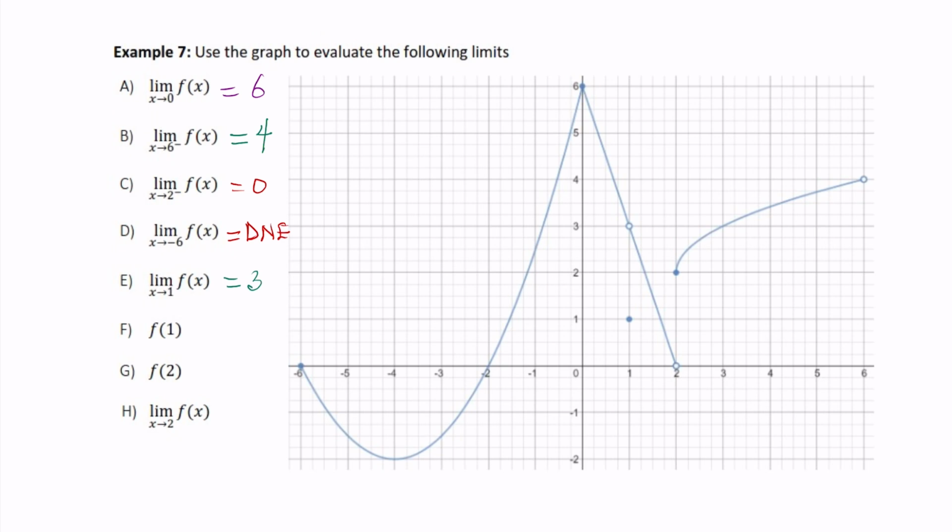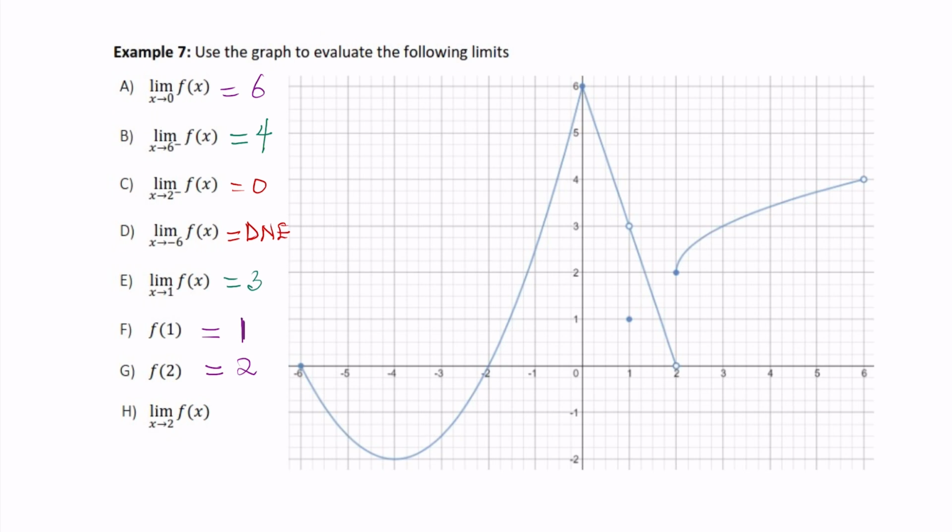Then the next question says we should find f of 1. So for f of 1, we go to 1. Do we have any shaded value? Yes, we have the shaded value here, and that on the y-axis is 1. So that tells us that f of 1 is 1. It says we should find f of 2. So for f of 2, we go back to our graph and find 2. Now, is there any shaded value for 2? Yes, there is here, and the answer is 2. So f of 2 is also 2. And now it wants us to find the limit of f of x as x approaches 2.